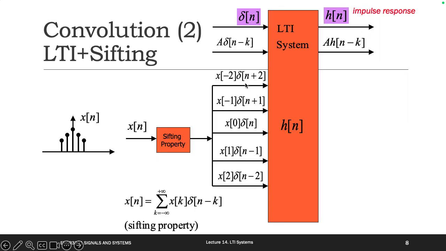Since this is an LTI system, you can try to separate this system, and after it goes into the LTI system, what can you get? Actually, let me ask you a question. What is x[-2]? A specific value, am I right? You can consider it a constant or specific value. It's similar to A here, am I right?